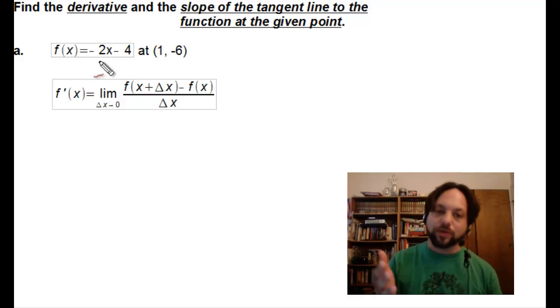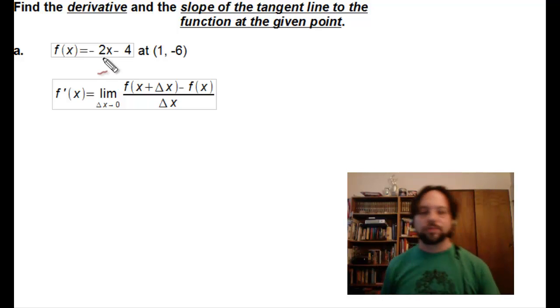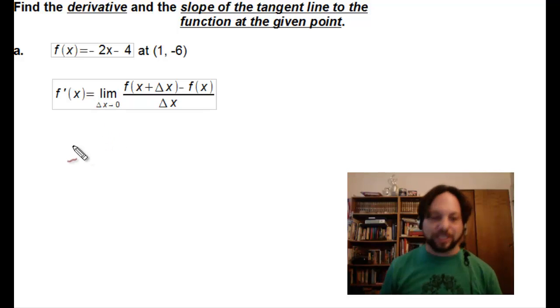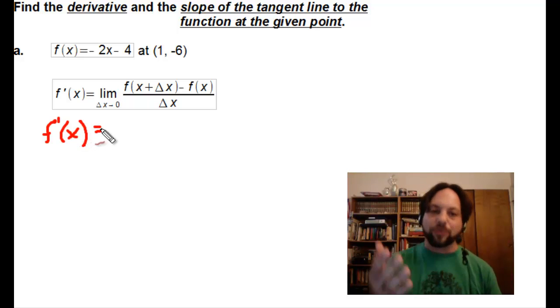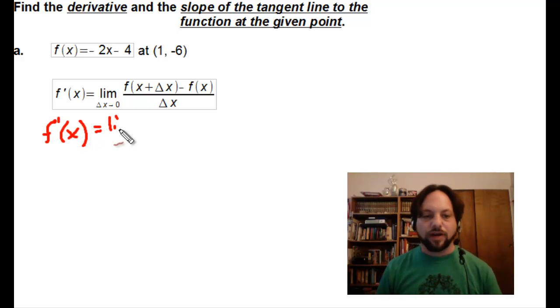Because remember, derivative is kind of like slope. So anyway, let's say you didn't know that. And let's say we want to work this out. We'll start with f prime of x. That's usually how we refer to the derivative. Don't forget your limit as delta x approaches 0. Many times people forget that and it really messes them up.